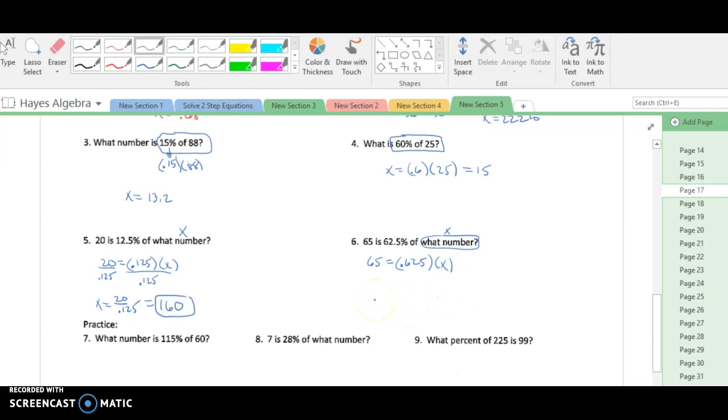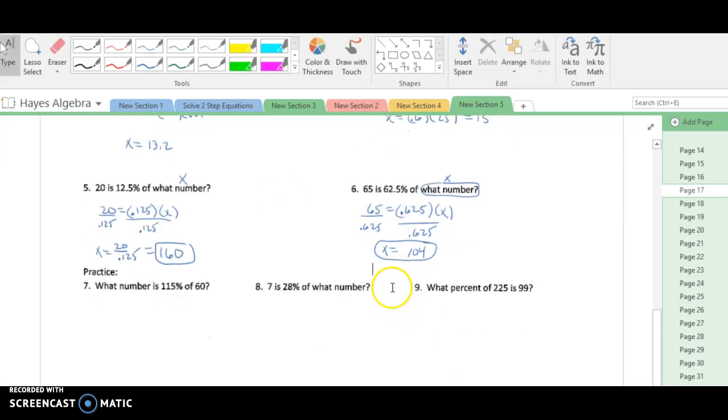And then I'm going to do 65 divided by 0.625. And when I divide, x is 104. I want you to pause the video, try the practice problems, and then come back and check your answers.